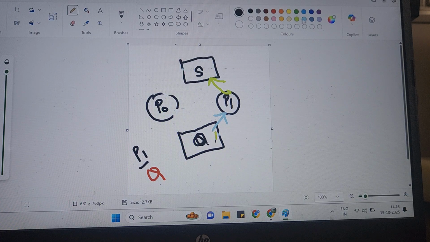P1 already had Q. It had requested S. Now S also is free. So this edge becomes an assignment edge instead. So now this has Q and S both. So it will again do what it wants to do, and then it will also give up the claim. So everything is done. So the idea here is, if you have multiple instances of even one resource, then it is not necessary that a cycle implies a deadlock, right?